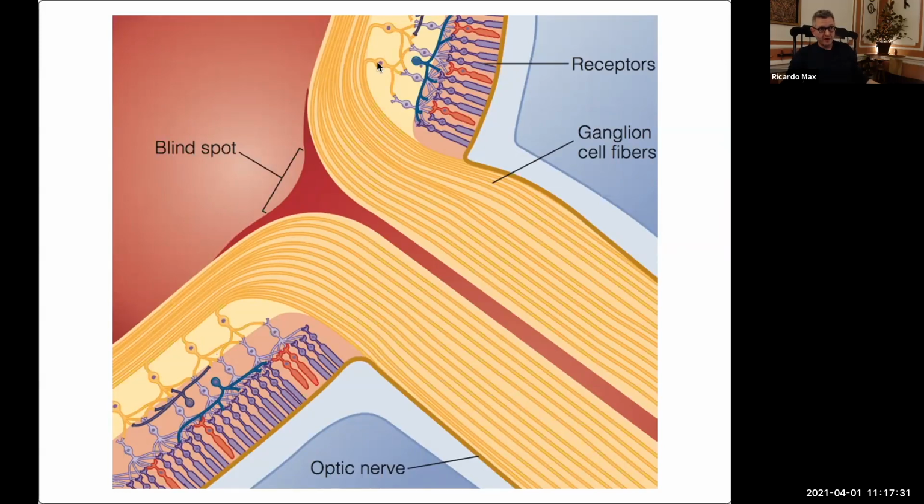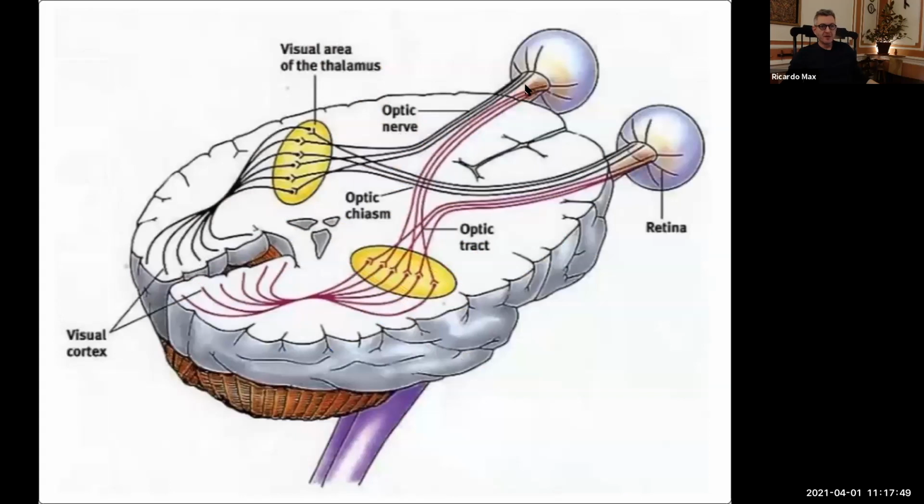So here you can see again the ganglion cells. They have long axons, and they have to go somewhere in order to reach the back of our brain, the occipital lobe, the visual cortex. So this bundle of axons, of fibers, which we can see here, they have a crossing, the optic chiasm, and they reach our visual cortex.